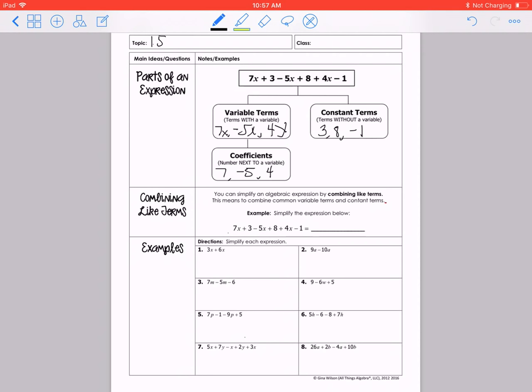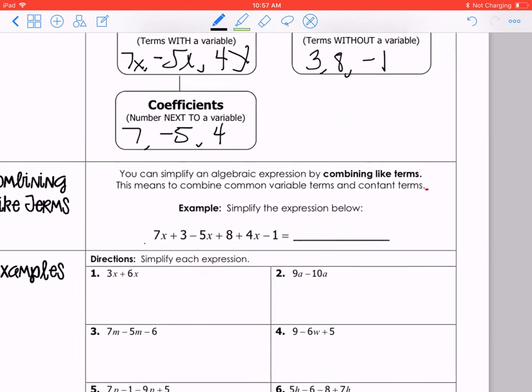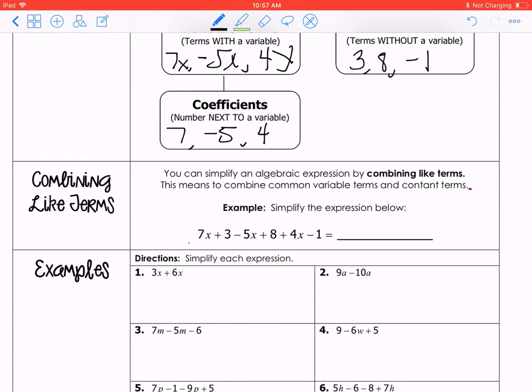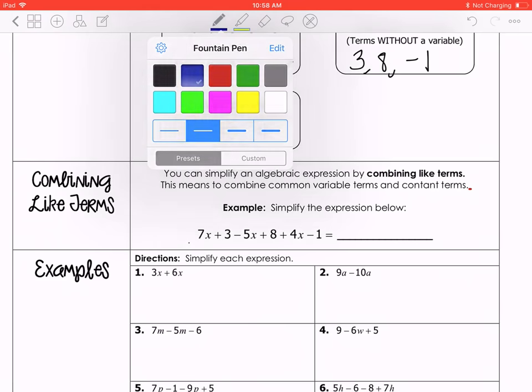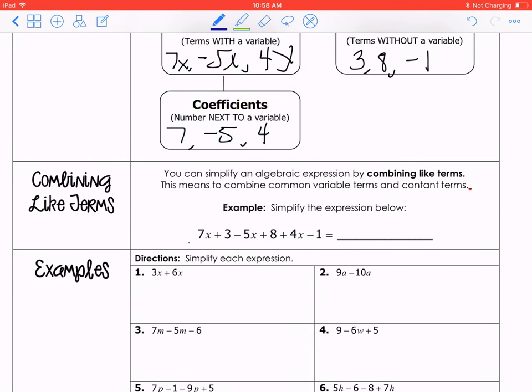So first it says you can simplify an algebraic expression by combining like terms. So that's our main focus today. This means to combine common variables. We can combine common variables and constant terms. All right, so here's an example. I'm going to use different colors to try to help you all see it. Okay, so to start with just the coefficients with the variables.